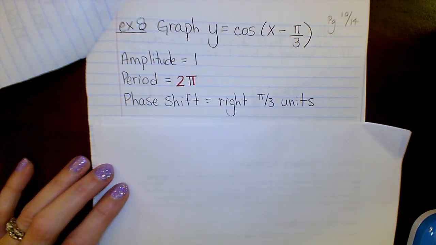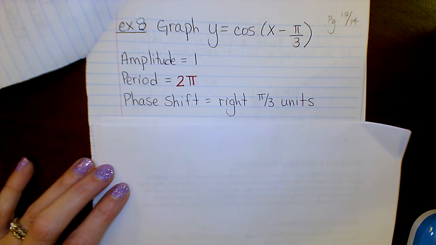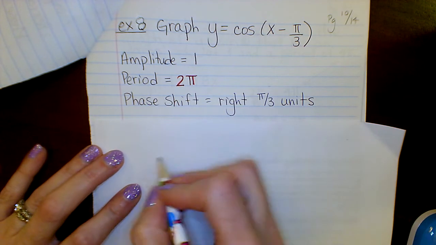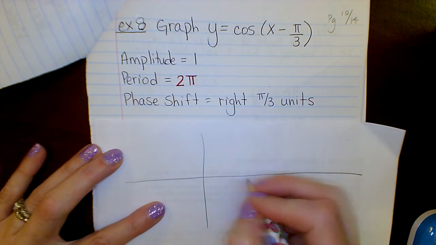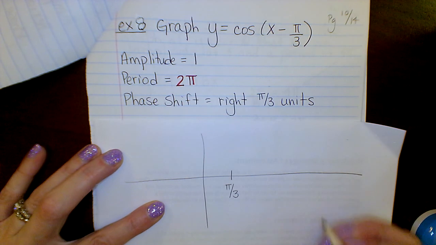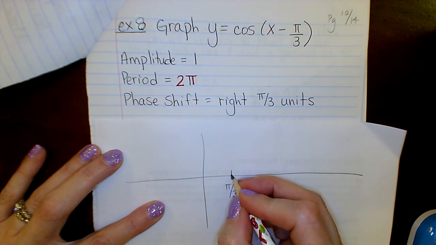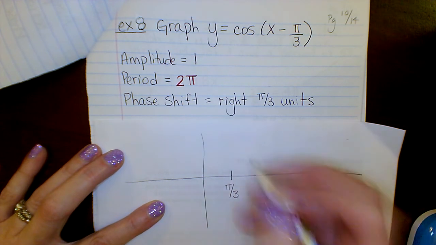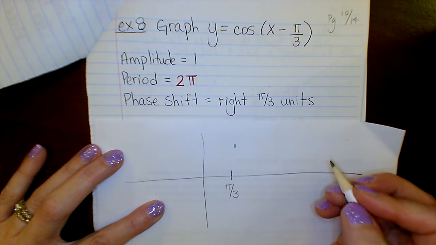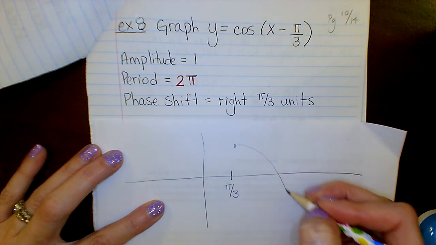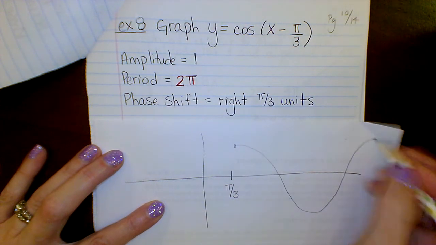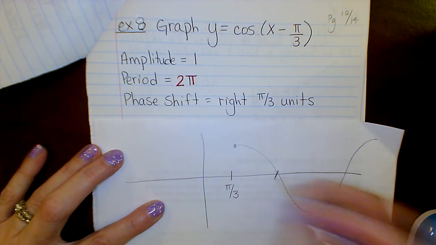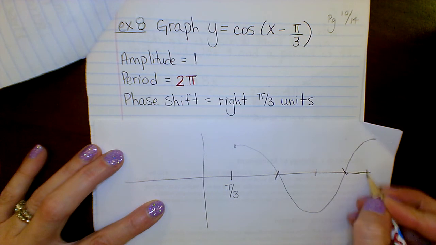All right, so there's some of the things to notice about the graph. So having a phase shift to the right, pi over 3 units. Just like last time, I'm going to move to the right, pi over 3. There's my starting point. Now for sine, we know that for the sine function, we start on the axis and go up, down. For cosine, we start up here and we go down to the min, back up to the max. So that's what the cosine graph looks like. And then we've got all these kind of key points along the way.